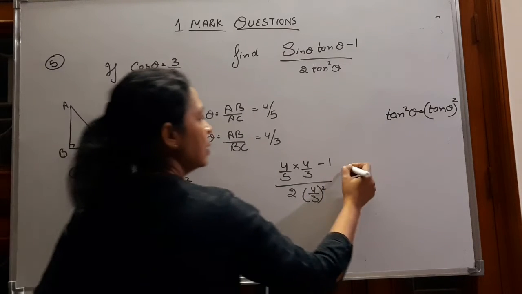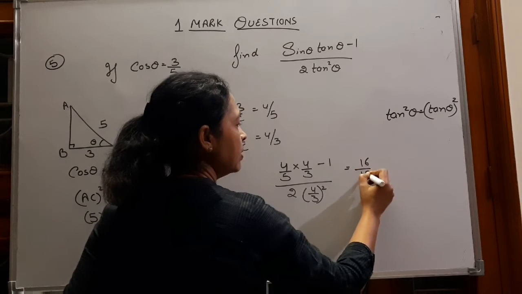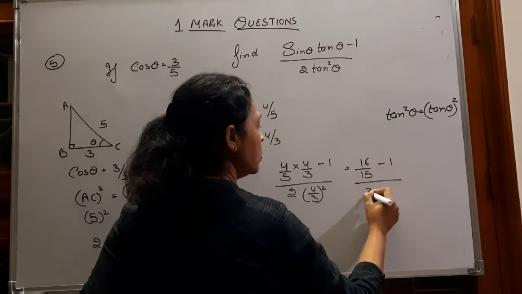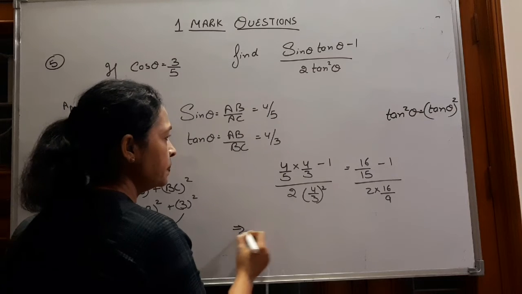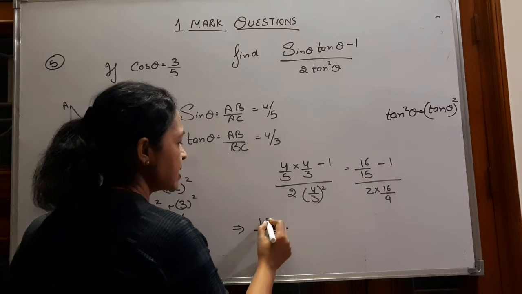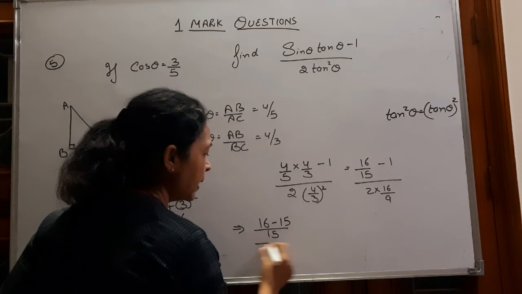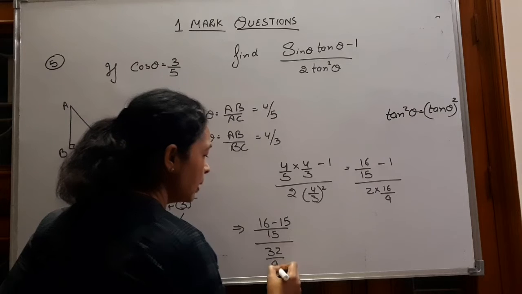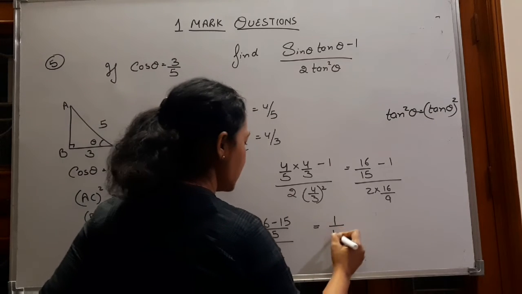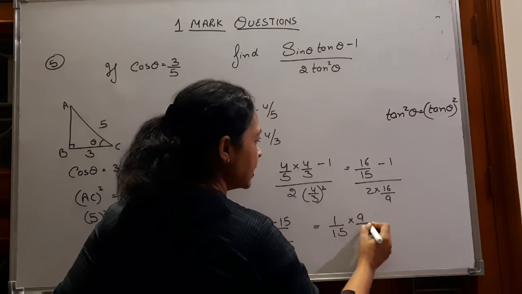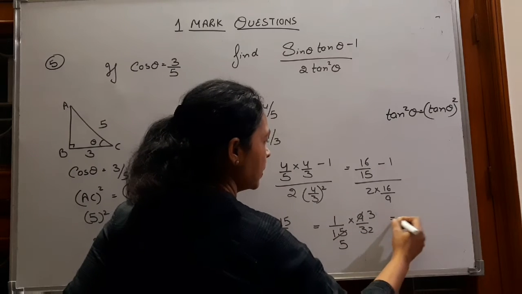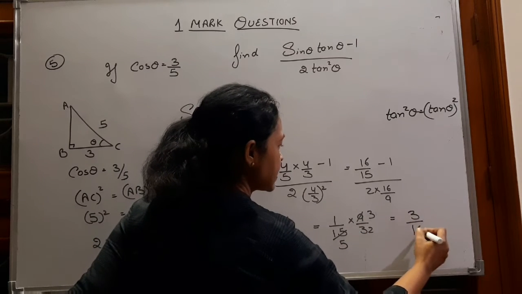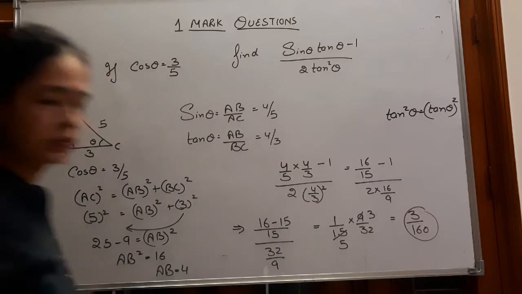Clear? We have 16 by 15 minus 1 upon 2 into 16 by 9. Taking LCM, 15 as LCM, 16 minus 15 by 32 upon 9. This is 1 by 15 into 9 by 32. 3 3s are 9, 3 5s are 15. We have 3 by 160 as our answer.